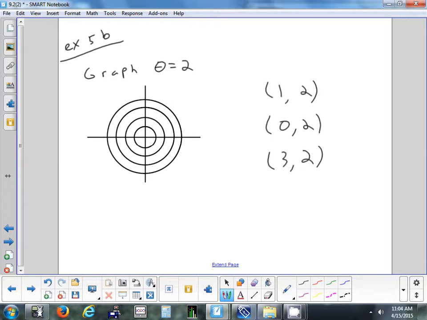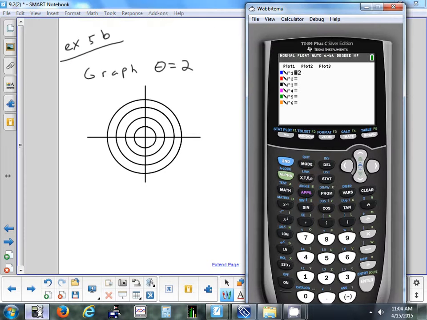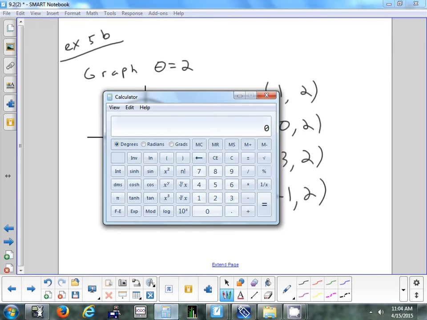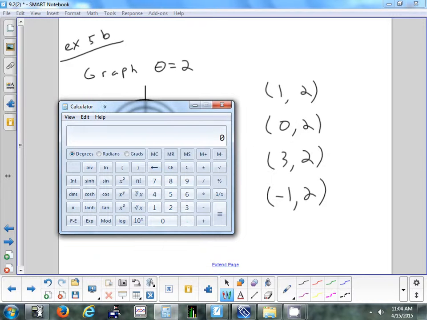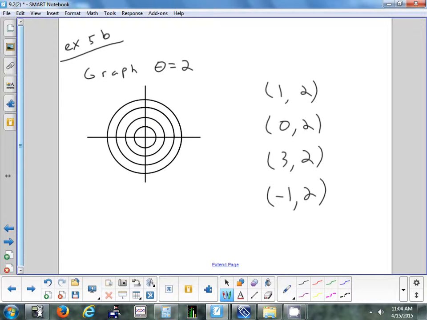Radius could be 3. Just keep theta 2 all the time. And let's throw in a negative. Okay, let's graph those points. If you're not sure where 2 radians is, you might want to just change that to degrees. If you take 2 multiplied by 180, divide by pi, it's about 114 degrees, 115. So a little bit past 90. We're going to go out 1, and then 2 radians counterclockwise.